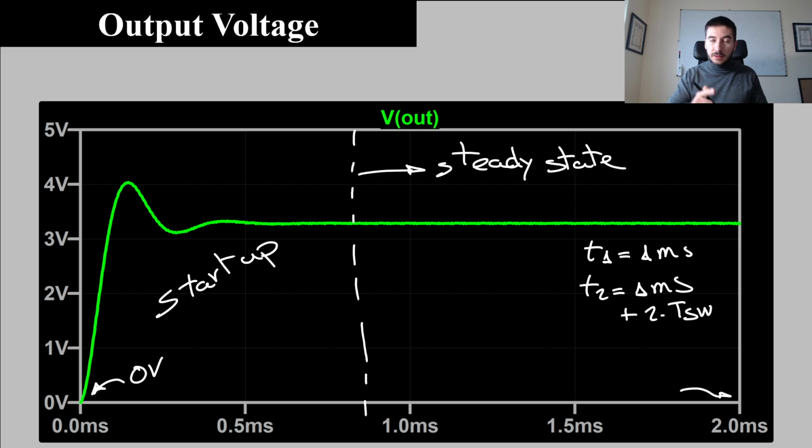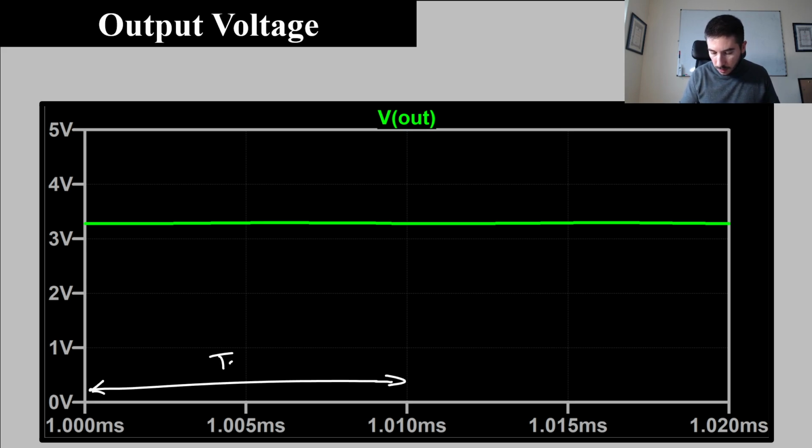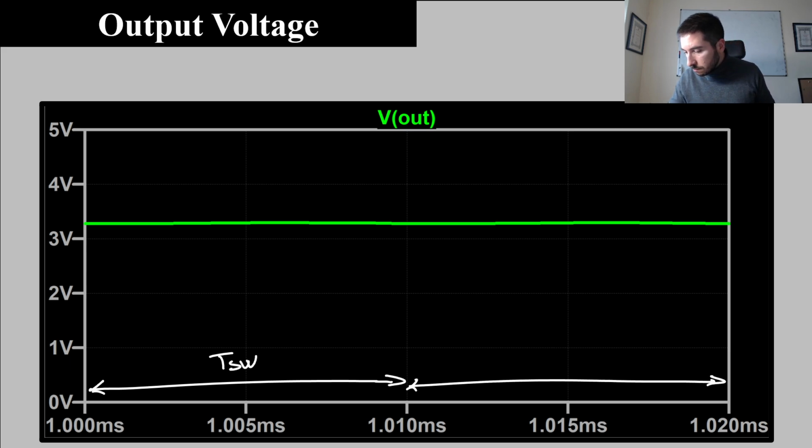Remember, the switching period is 1 over the switching frequency. So our switching frequency is 100 kilohertz. The switching period is 10 microseconds. So basically, we are going to analyze the waveforms in a very small time interval. Well, here we have the output waveform in steady state conditions and during 2 switching periods. This is switching period 1 and this is switching period 2.